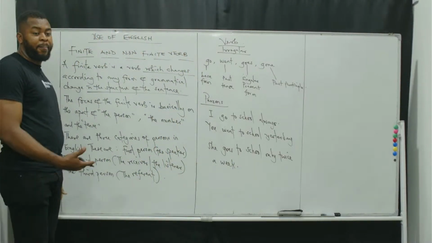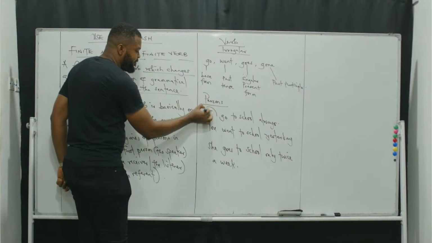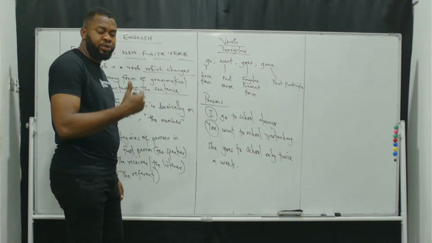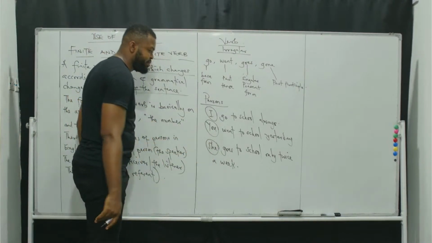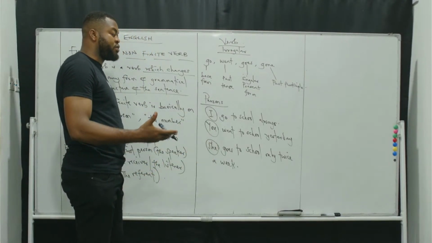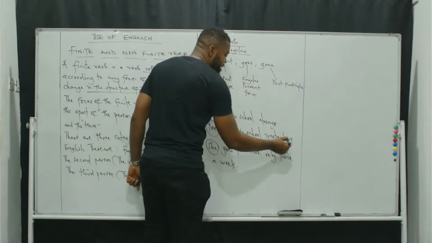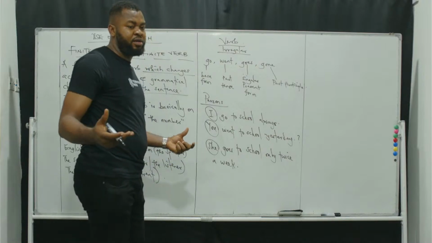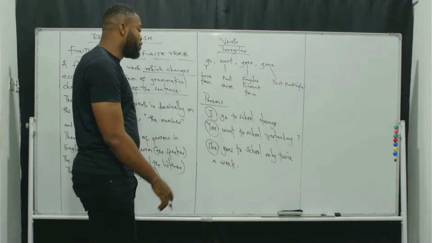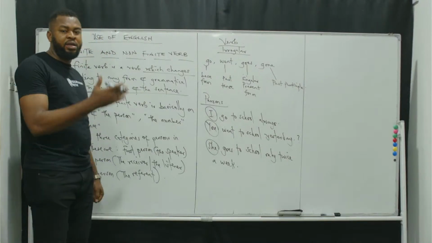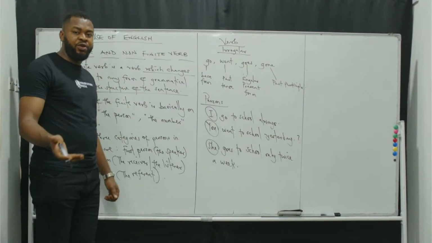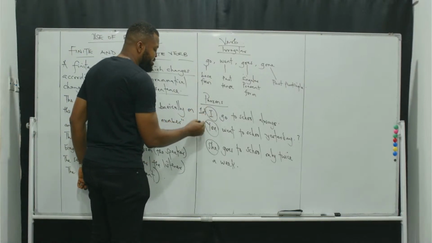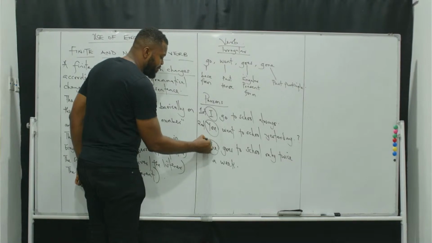I'm making reference to person here. I is the first person, okay? You is the second person. So either he or she is the third person. I go to school always, okay? You went to school yesterday. Like I said, it can be a statement, it can equally be a question, depending on which particular construction you want. Then she goes to school only twice a week, probably Monday, Wednesday, or Tuesday, Thursday, depending. All right. So this is first person, this is second person, and this is third person.